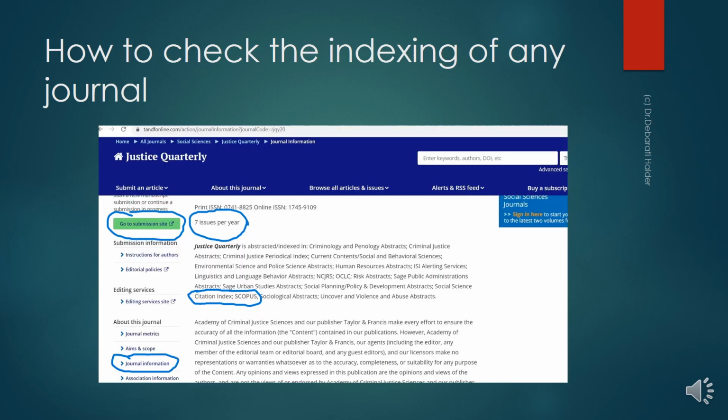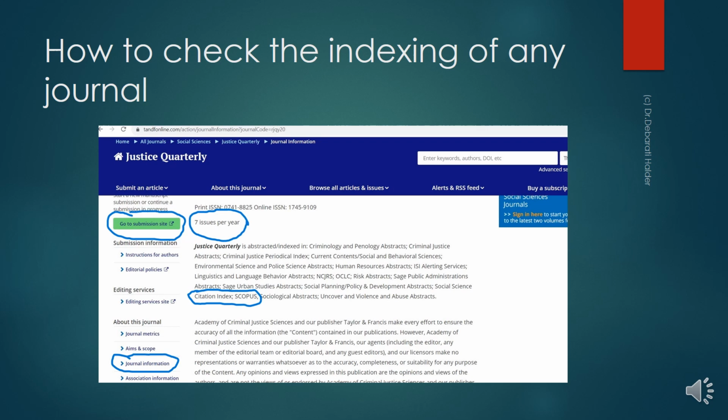Next comes the question, how to find out whether the journal that we are looking at is indexed or not. Now, as you can see in this slide, for example, this slide is about another journal called Justice Quarterly. Here, in the picture, I have circled certain points. Go to the submission page, and on this side you can see there are 7 issues per year. Therefore, it is actually taking papers on a rolling basis.